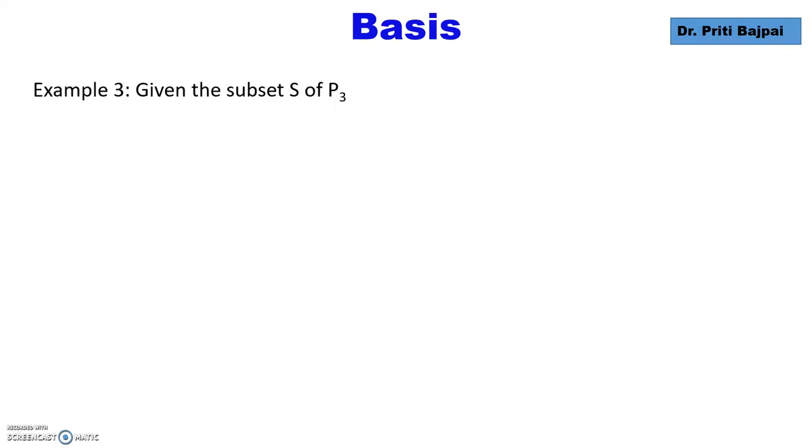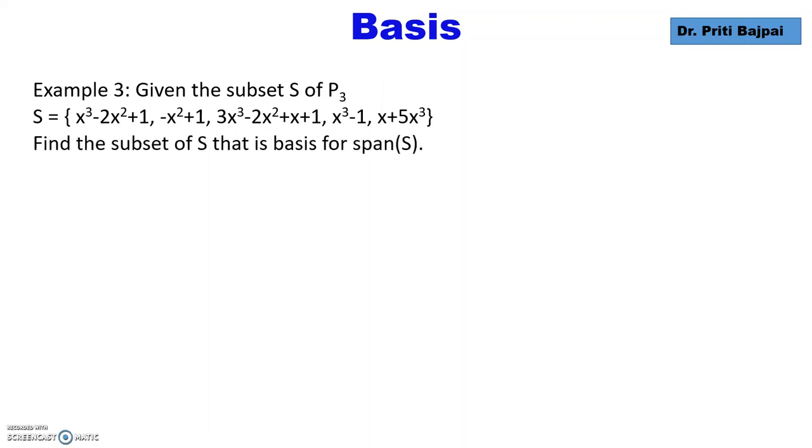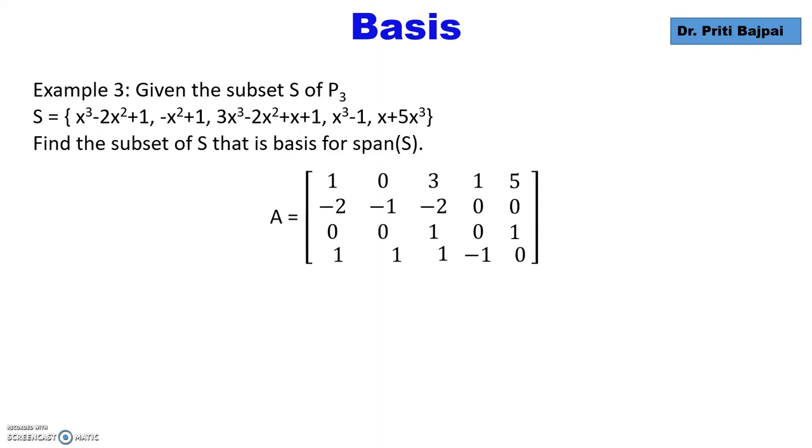In this example 3, let's say we are given a subset S of the vector space P3 of polynomials of degree less than or equal to 3. To form the matrix A, we will write the coefficients of powers of x. In the first polynomial, we can see the coefficient of x cube is 1, coefficient of x square is minus 2, coefficient of x is 0 as there is no x, and the constant term is 1. So we formed a column of 1, -2, 0, 1. In the same way, we write the coefficients of all other 5 polynomials.